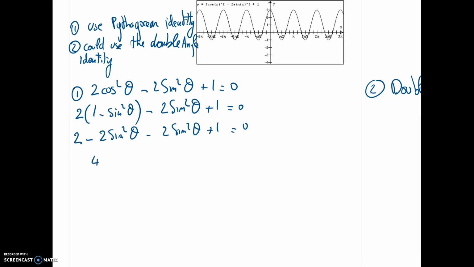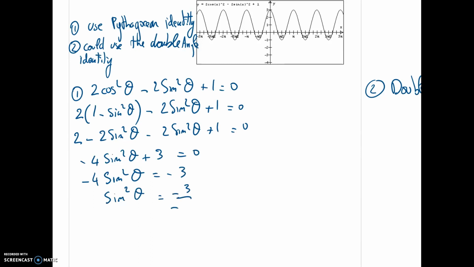Therefore, you end up having negative 4 sine square of the angle theta plus 3 equals 0. So negative 4 sine square theta equals negative 3. So I divide by negative 4 both sides and end up with negative 3 over negative 4, which is 3/4. And so I end up with sine of the angle equal to plus or minus square root of 3 divided by 2, because I take the square root of 3/4, which is square root of 3 divided by 2, plus or minus, because remember, when you have x squared equal a, x is equal to plus or minus square root of a.